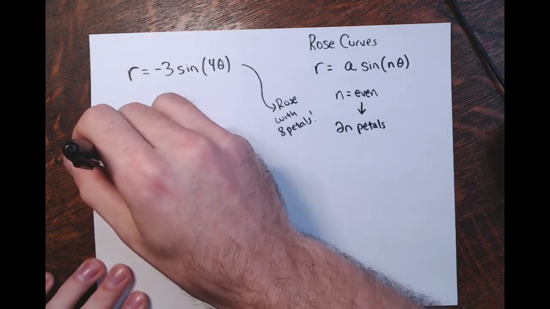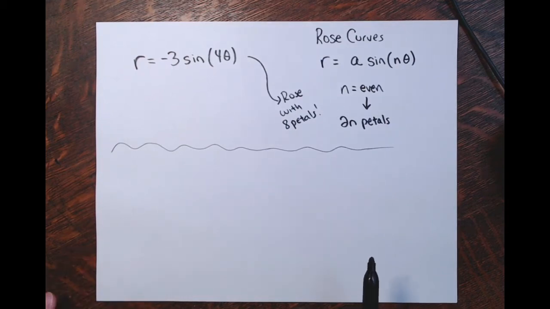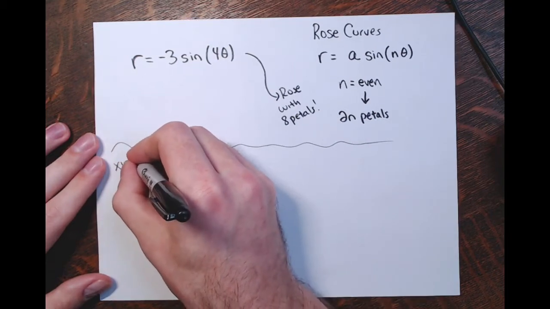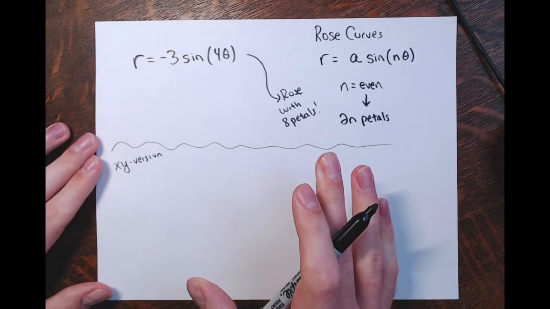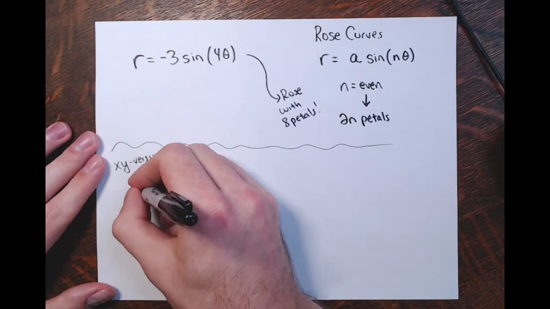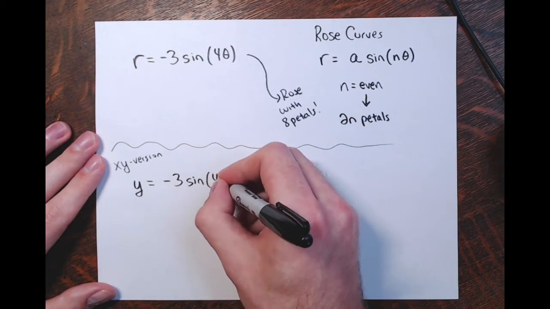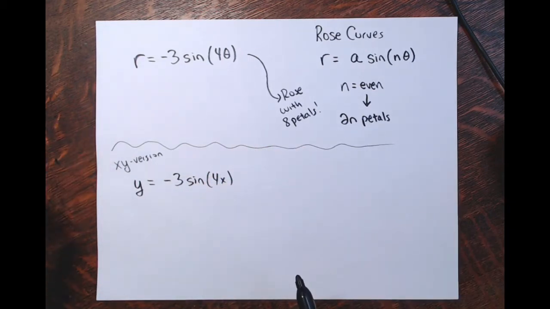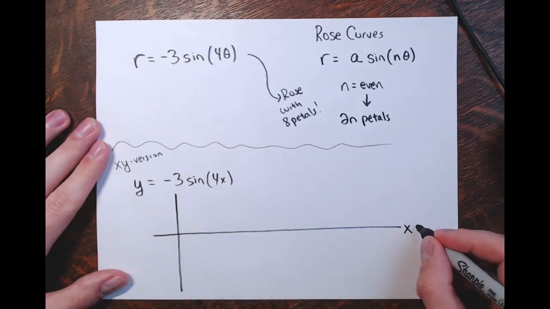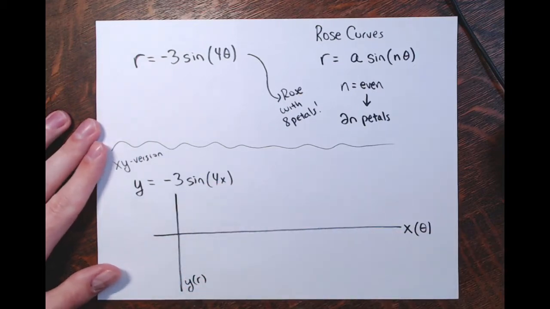Now, you've seen other videos where I've been graphing polar curves on the polar grid. First, I like to look at what I call the XY version, not the rectangular. I'm not converting this to rectangular coordinates. I'm just replacing r with y, replacing theta with x, and graphing it the way I normally graph a trigonometric function. So again, x represents values of theta, y represents values of r.